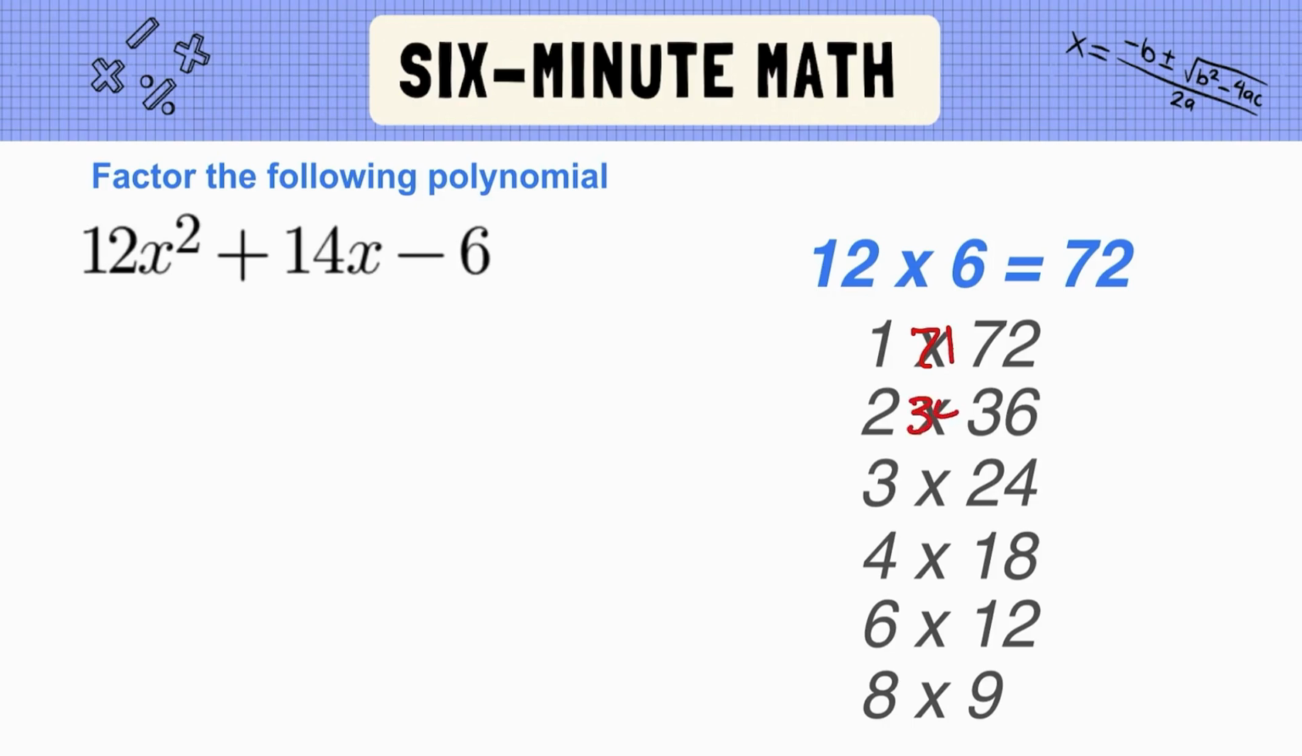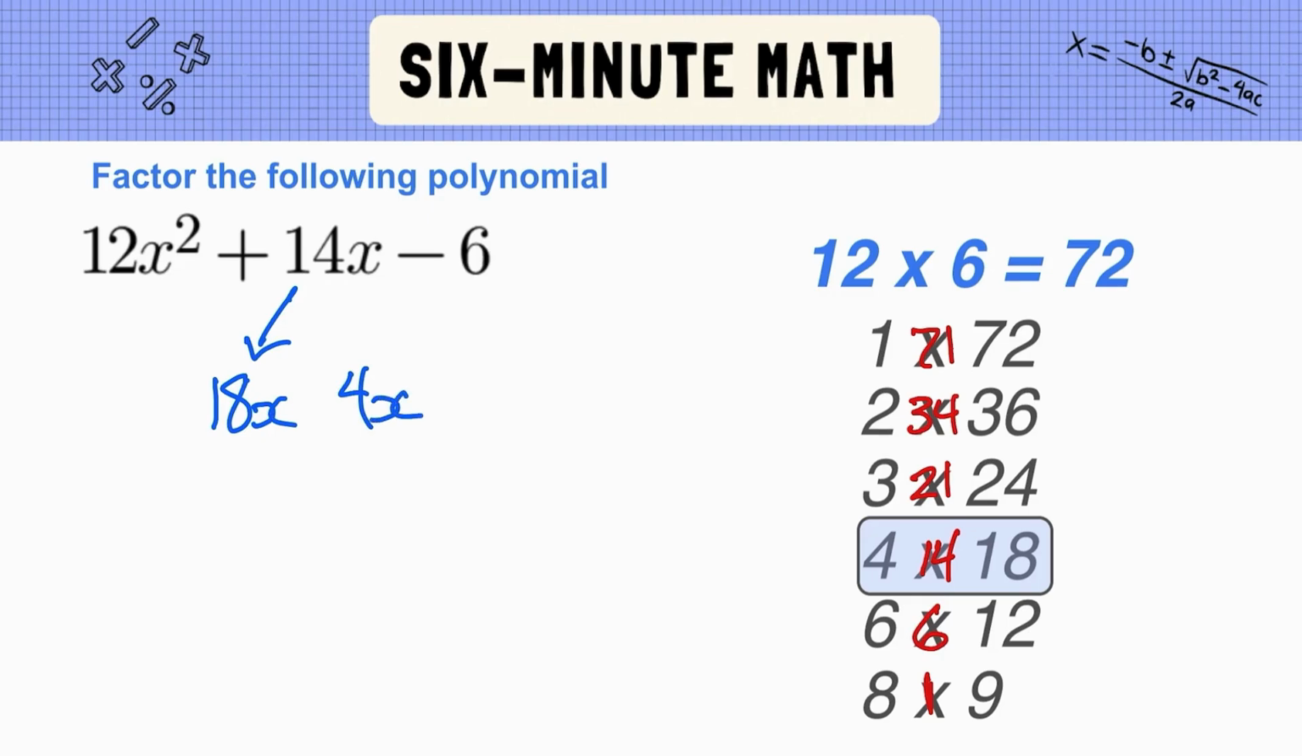We have 71, 34, 21, 14, 6, and 1. Quick scan tells me I am going to be using 4 and 18. So I split my 14 up into, let's go 18x and 4x. And we determine which one is positive and which one is negative. The 14 is a positive 14, making my higher number the positive and my lower number the negative.